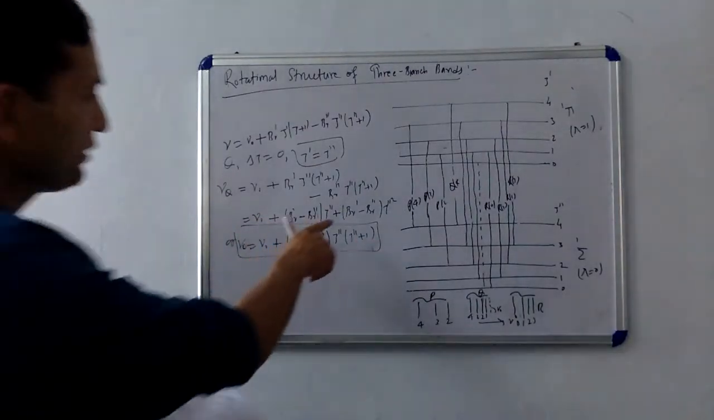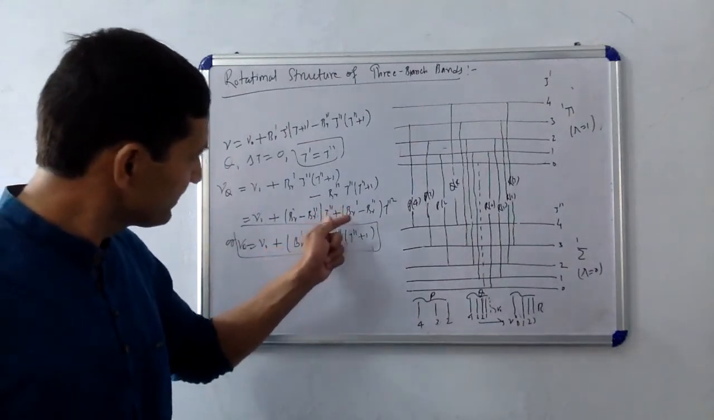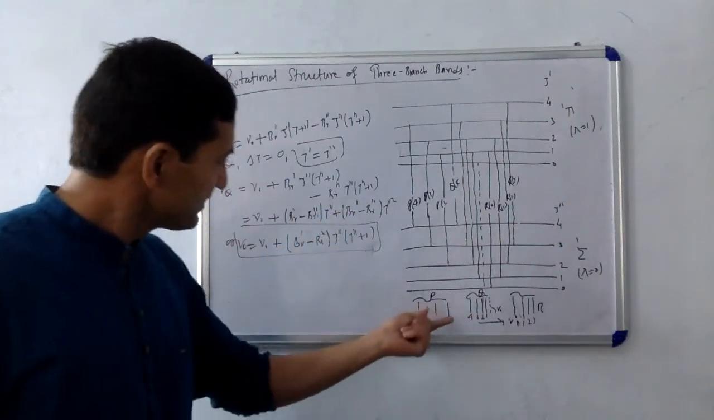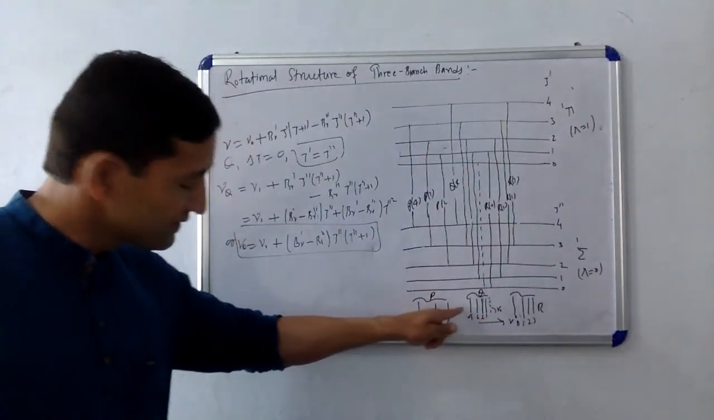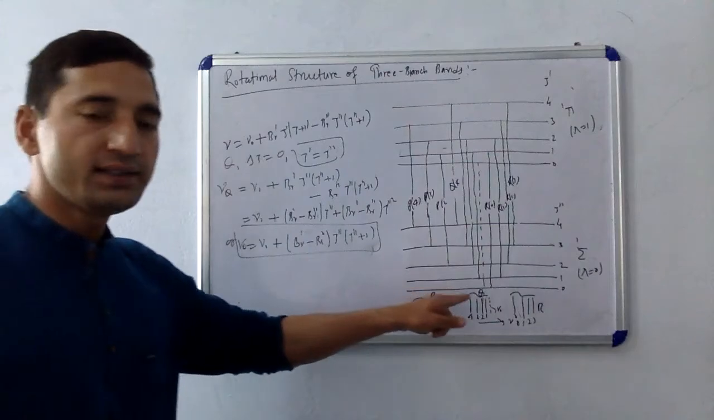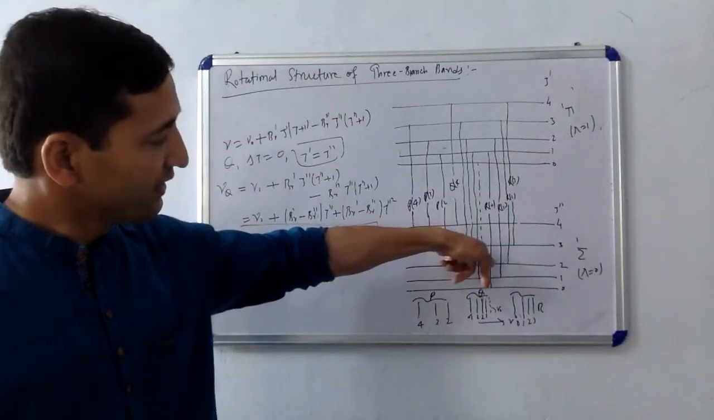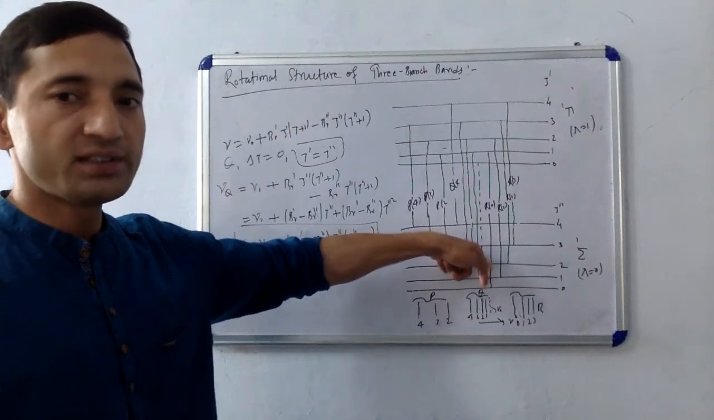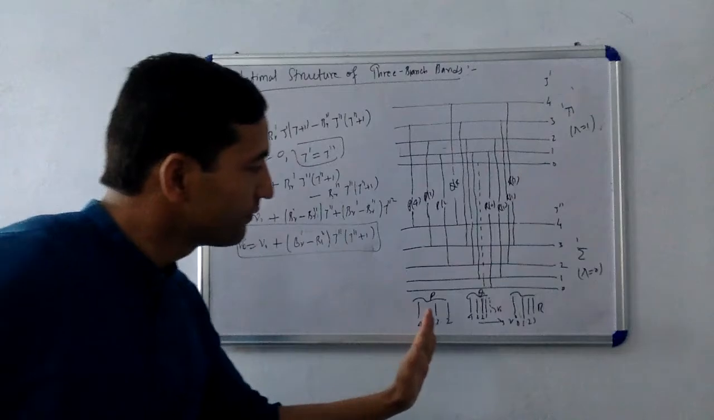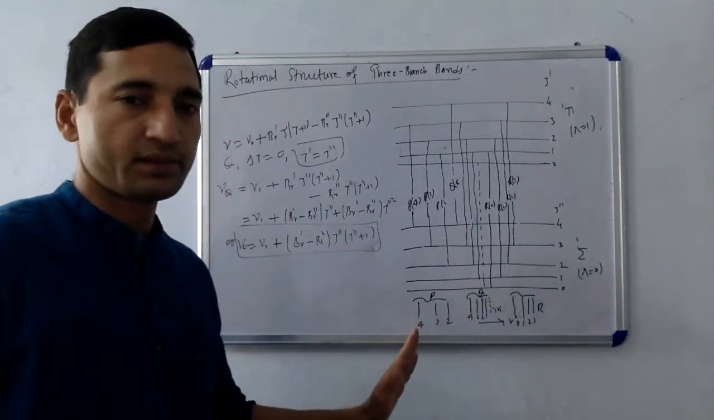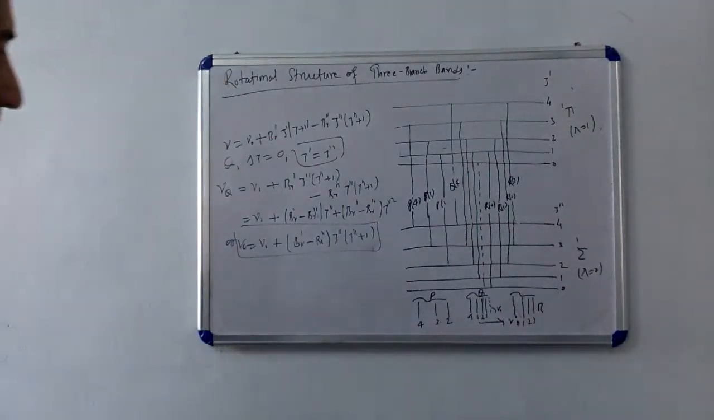Now this quantity, we are saying that it is negative. If it is negative, what will happen is that the line spacing is decreasing as J is increasing. I have shown that the separations are increasing in this one, so it is red degraded. So the head is forming very near to my origin, the band origin. However, if it is positive, then it forms on the blue side, and the separation is increasing on the other side.